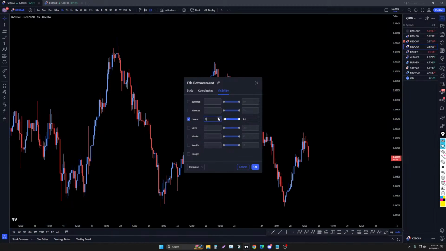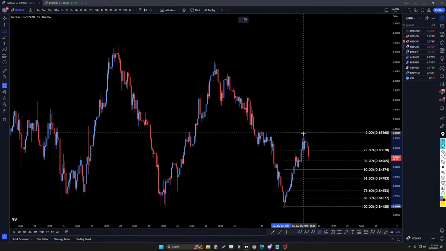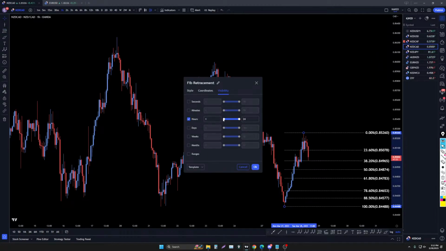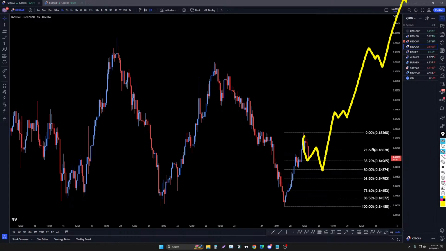Let's get rid of this a little bit. Let's put a Fibonacci retracement on this, on just the shorter time frames. I only want to see it on the 1 hour. Yeah, I think I would definitely be looking for a long right now. I'd be looking at this as being an ABC correction, and then I would definitely be looking for a long.